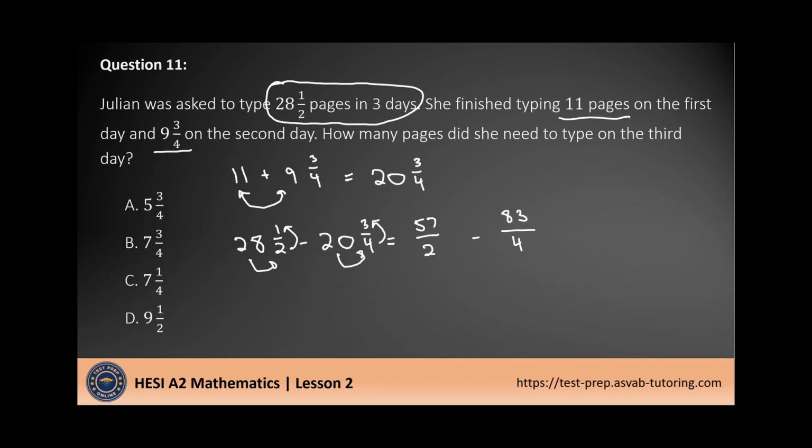Right. Once again, we have 2 and 4 as our denominators. We need to get a common denominator, which is just going to be 4. So we'll do 2 over 2, multiply by 2 over 2. This is going to be 114 over 4 minus 83 over 4, which would give us 31 over 4.